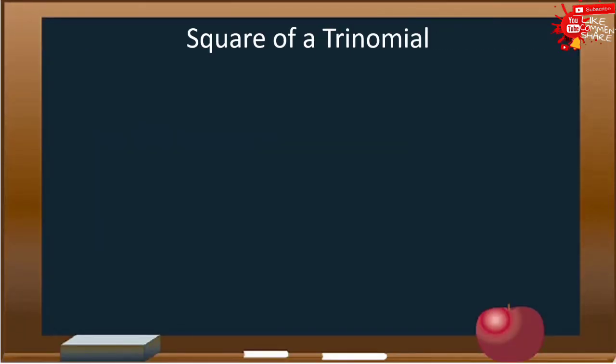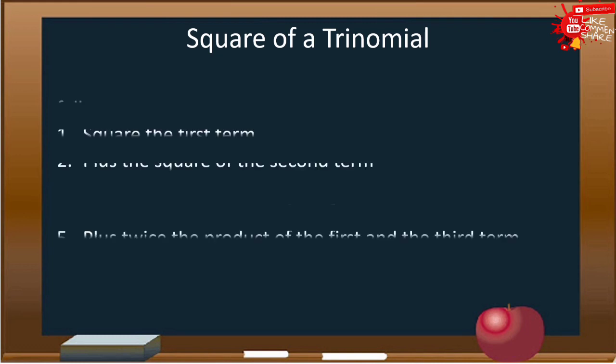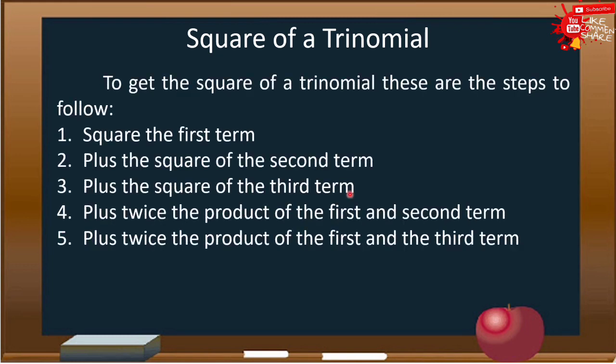Now, let us have the square of a trinomial. So, how do we get the square of a trinomial? These are the steps to follow. Square the first term plus the square of the second term plus the square of the third term plus twice the product of the first and second term plus twice the product of the first and the third term.